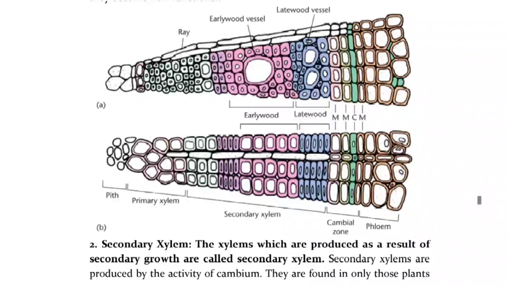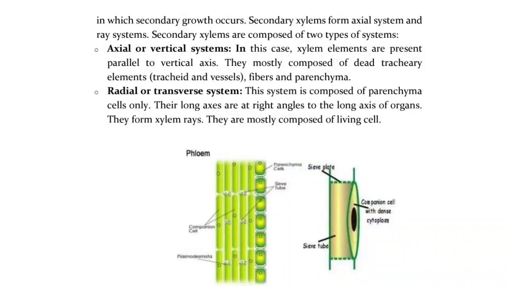Secondary xylem. The xylems which are produced as a result of secondary growth are called secondary xylem. Secondary xylems are produced by the activity of cambium. They are found in only those plants in which secondary growth occurs. Secondary xylems form axial system and ray systems.